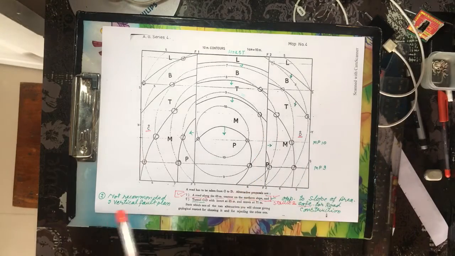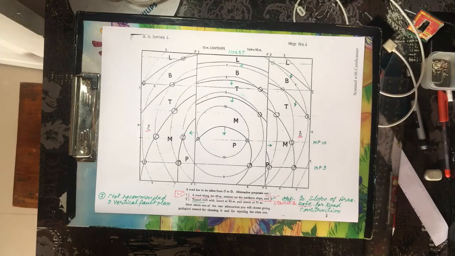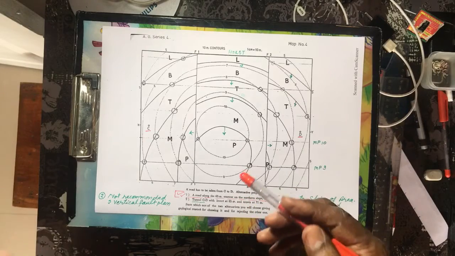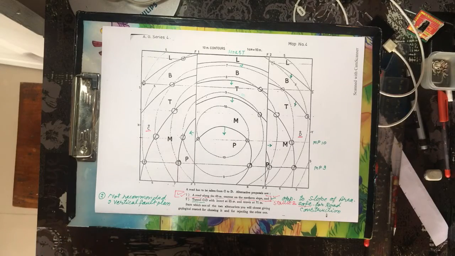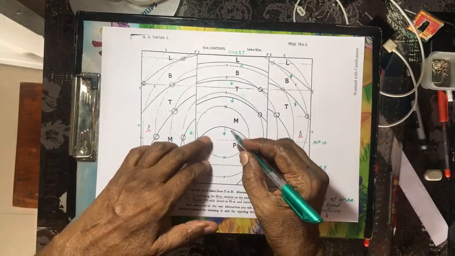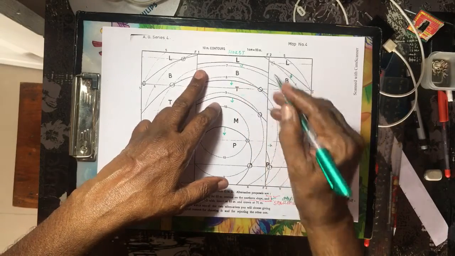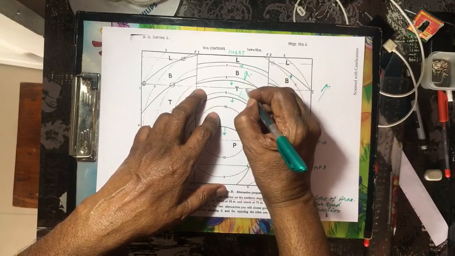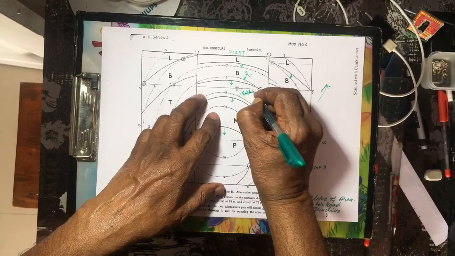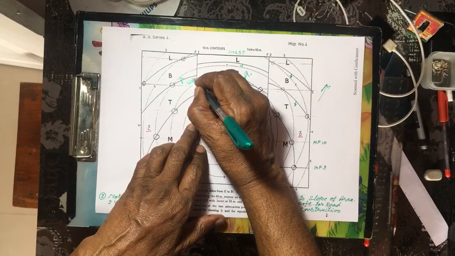Clear? Now I find the solution with the help of the strike line. First I find the direction of the dip for the bedding plane as well as the slope of the area. The area is sloping in this direction. Look here, this is 10, 9, 8 and 7. So this area is sloping toward this side.